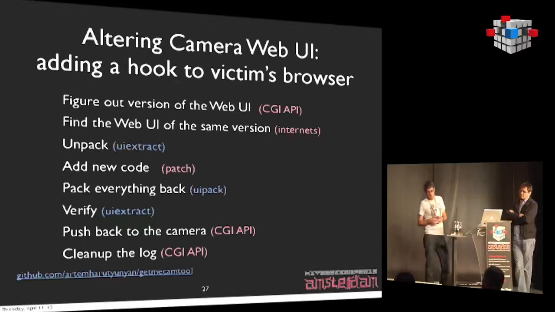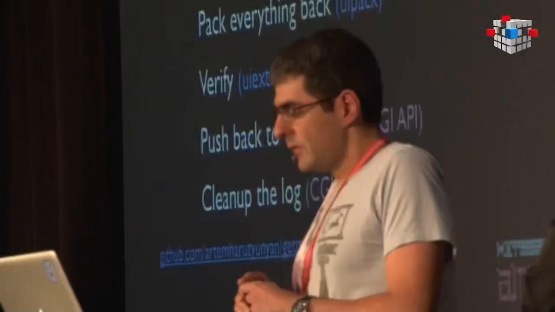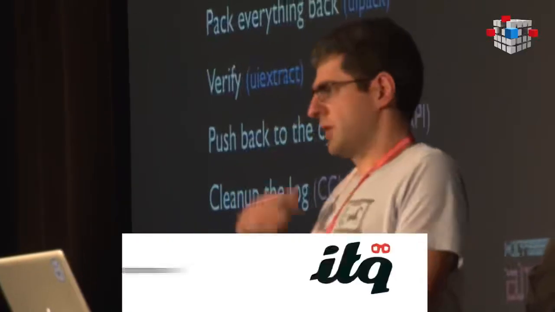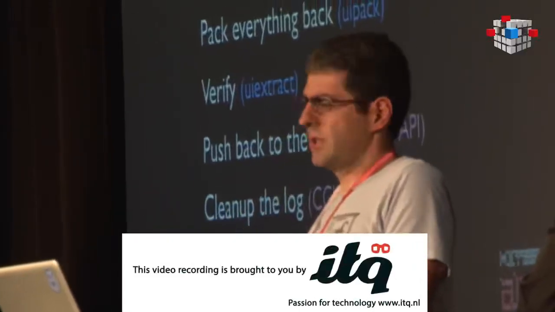Here are the steps that need to be performed for poisoning the web user interface. Now, it could have been much simpler in the sense that we could just replace the web interface with one version, but our idea was that it doesn't make much sense to just put something random on a camera, because the owner will notice very quickly and will take it down. So what we do here, we first try to figure out what version of the firmware is running on the camera.